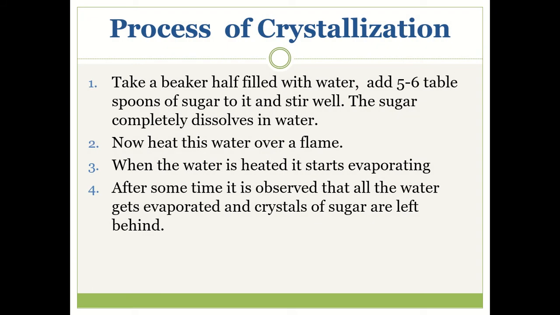Let us now learn the process of crystallization. Take a beaker half filled with water. Add 5 to 6 tablespoons of sugar to it and stir well. The sugar completely dissolves in water. Now heat this water over a flame. When the water is heated, it starts evaporating. After some time, it is observed that all the water gets evaporated and crystals of sugar are left behind.